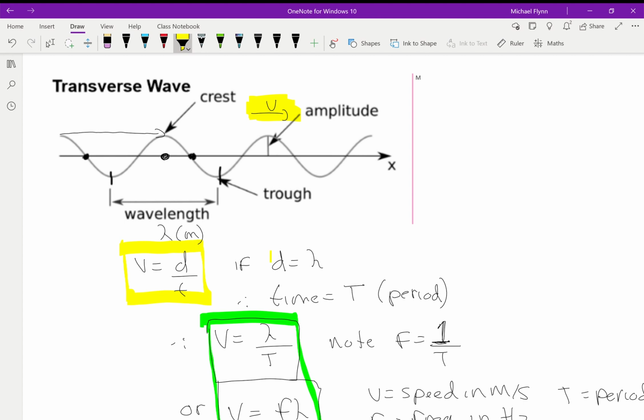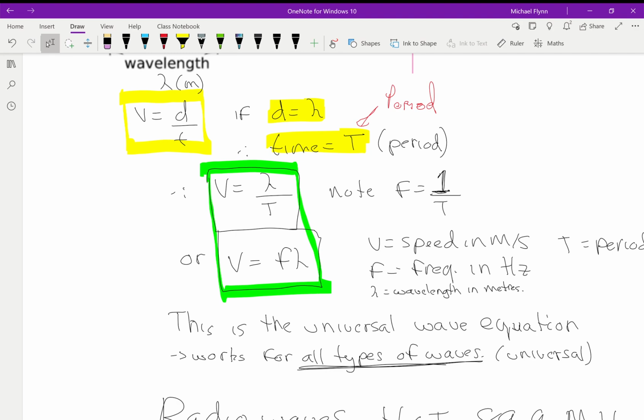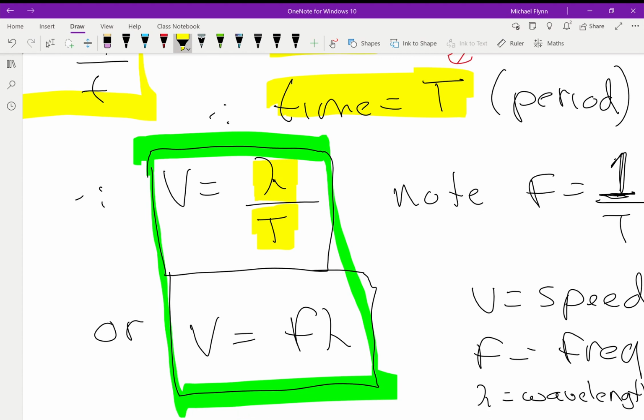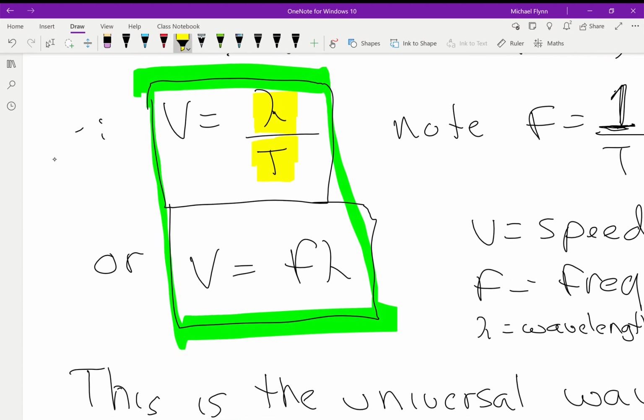But here's the deal. If the distance happens to equal a wavelength, so let's say we're standing in the water and we measure off the length of a wave, then the time it takes for the wave to travel one wavelength is by definition the period. So T here is the period of the waves. Therefore, the speed of the wave would equal distance over time, or in this case, wavelength divided by period. And since period is the reciprocal of frequency, I can replace the 1 over T with just f.